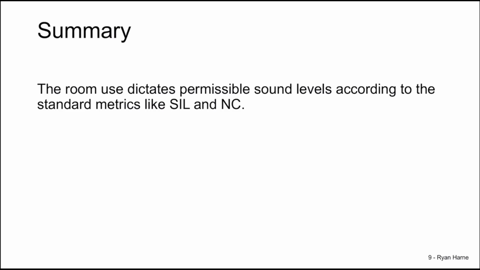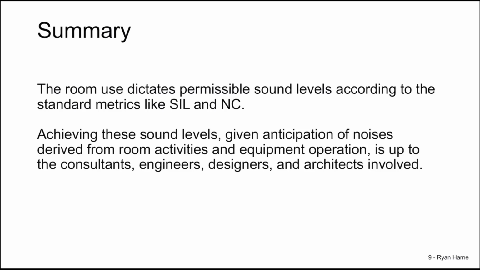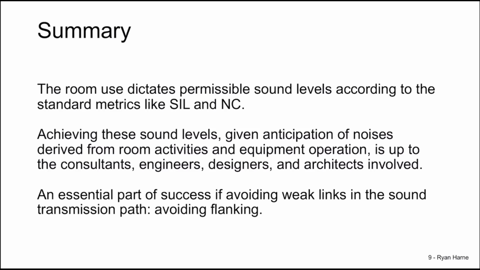To summarize what we've learned, we found that the room use dictates the permissible sound levels according to metrics like SIL, the speech interference level, and the NC, the noise criterion. Achieving these sound levels, given anticipated noises in and outside of the room, is up to consultants, engineers, designers, and architects involved. And an essential part of success to achieve these sound levels is to avoid these weak links in the sound transmission path to ensure that our acoustic spaces are appropriately insulated.